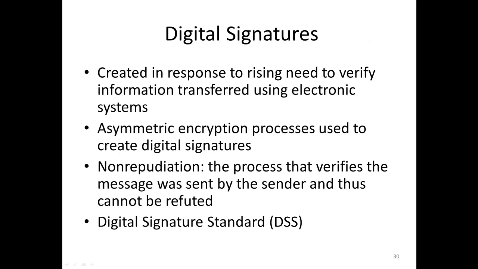If we look at digital signatures, it's an interesting thing that happens when the asymmetric process is reversed. That is, the private key is used to encrypt a short message. The public key can be used to decrypt it, and the fact that the message was sent by the organization that owns the key cannot be refuted.